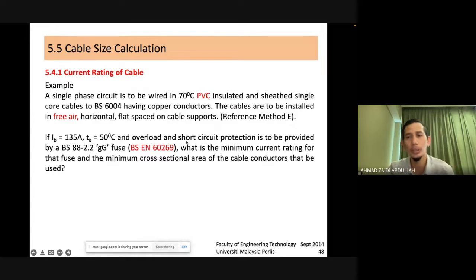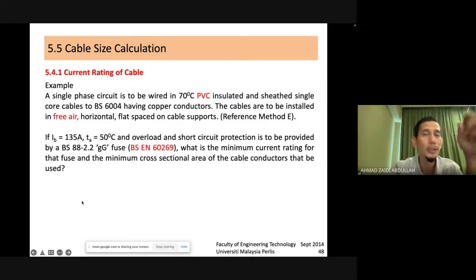They also gave that the circuit protection is to be provided by BS88 2.2. So we need to refer to the table to determine the size of IN. That is the purpose of giving BS88, meaning it is short circuit protection. There are many types of protection, so in this case it is provided under the standard. We will decide IN based on IB, referring to this table.